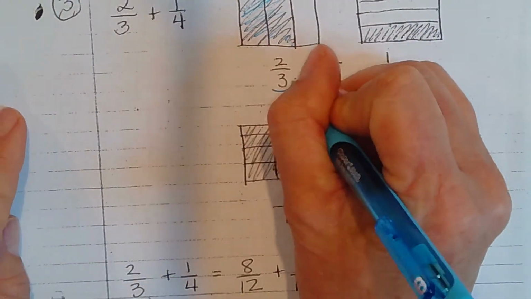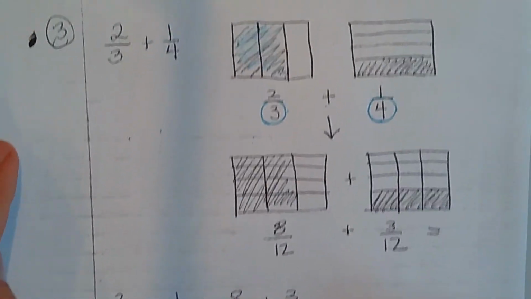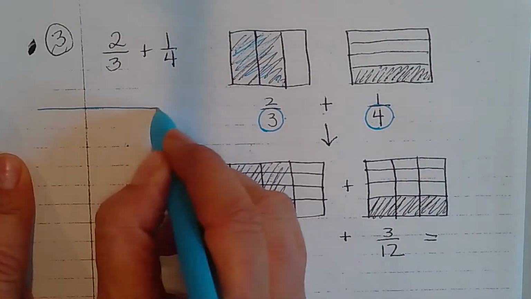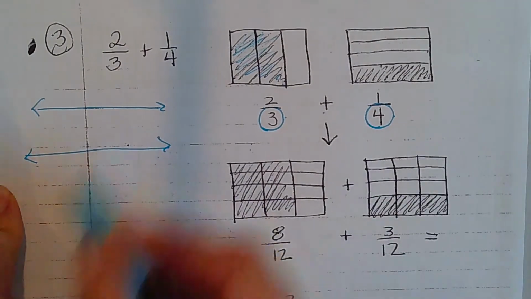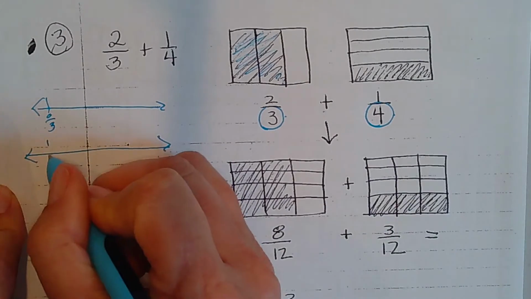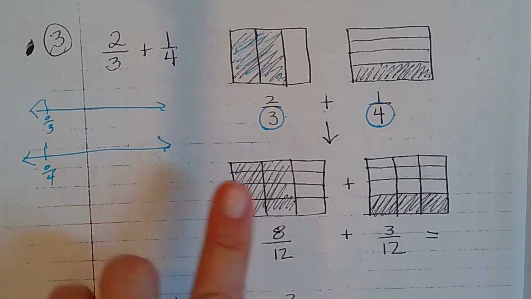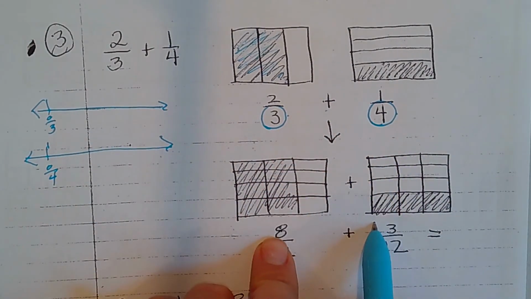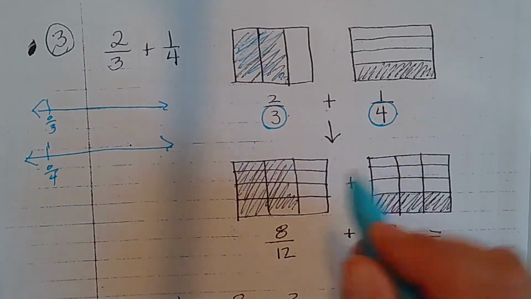I cannot add these two fractions the way they are. I have to change them so that they're sitting on the same number line, right? This is the thirds. This is the fourths. They are not on the same number line. I have to take these two and create like units. So let's create like units.